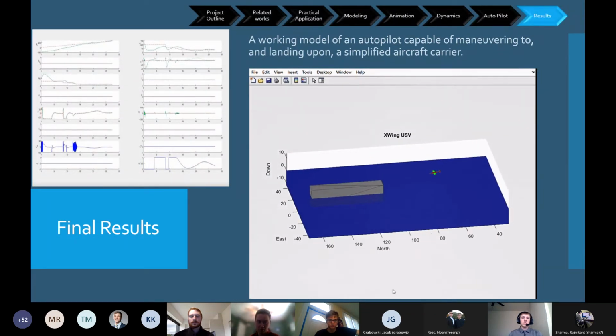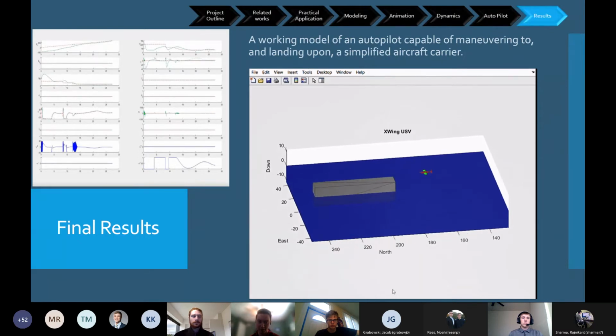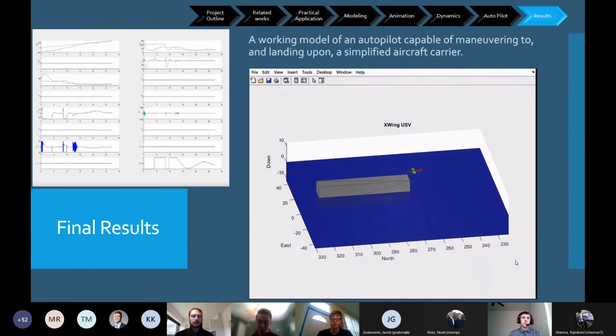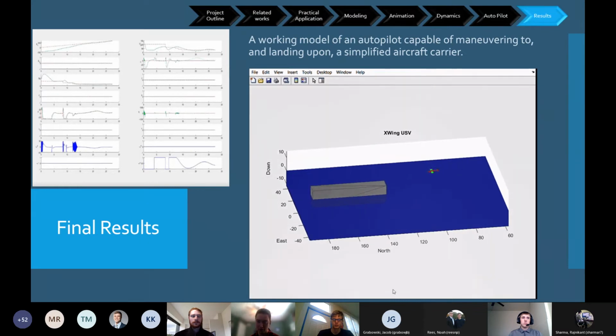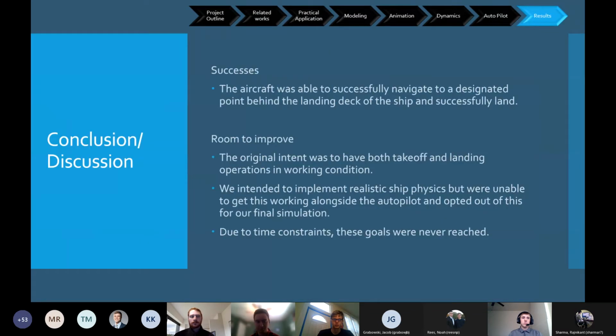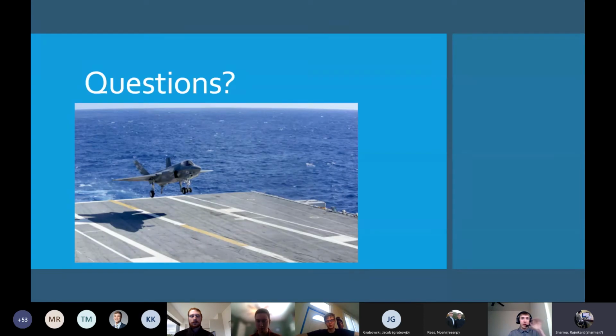And to the left, we have some plots describing the motion of the UAV during the simulation time. So I think we'll cut it here. So we'll directly go to questions now. Okay. Thank you. Questions?